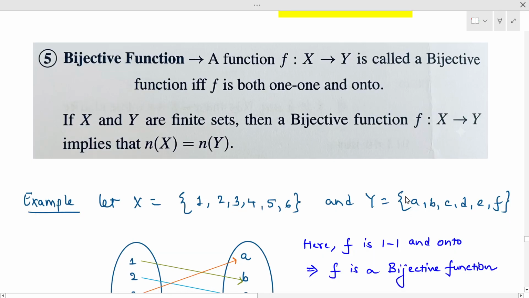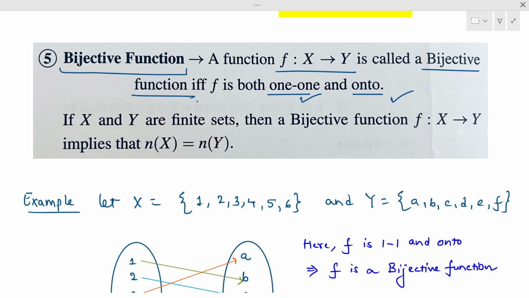Next is bijective function. So bijective function is basically the combination of 1-1 plus onto function, right? A function f from x to y is called a bijective function if and only if f is both 1-1 and onto. If both the conditions are satisfied, then we say that the function is a bijective function, right? One important note here is if x and y are finite sets, then a bijective function from x to y implies that the number of elements in set x is the same as the number of elements in set y.